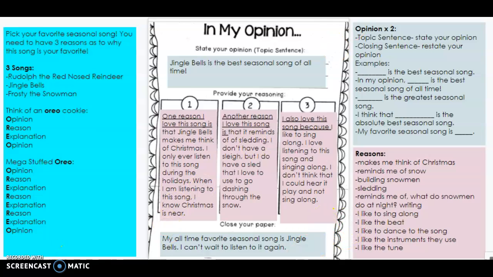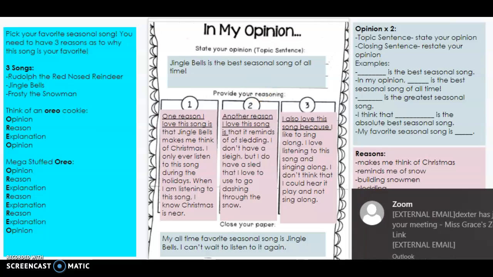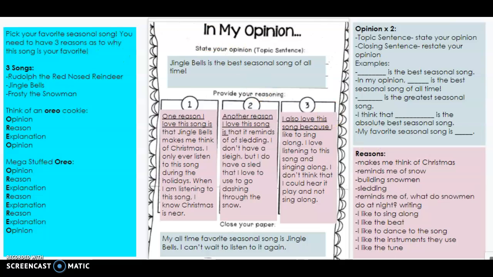So then when I'm all done, I have a very strong opinion writing piece explaining my opinion and why I feel that way. So I'm going to read it from the top to the end. It says, "Jingle Bells is the best seasonal song of all time." Now I'm going to go to my reasons. "One reason I love this song is that Jingle Bells makes me think of Christmas. I only ever listen to the song during the holidays. When I am listening to the song, I know Christmas is near."